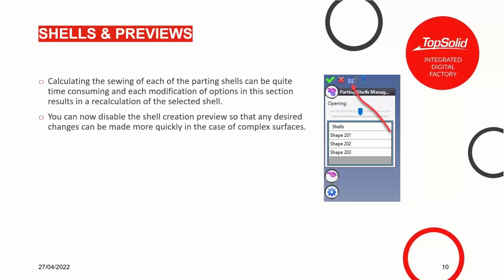Alrighty. Shells and previews. So in some cases when you're designing really big cavities and cores, really big molds, the calculation of sewing each of the parting shells can be quite time intensive, okay? And generating the preview makes it even longer. So we've added the little eyeballs that you see up there when you create your parting shells. You can turn those off so that the preview of this doesn't show up. Now, of course, if you turn this off, you won't see any of the potential errors that are happening in the parting surfaces, gaps, duplicates, overlaps, whatever. But if you know it's clean already, this is a way to win some time.